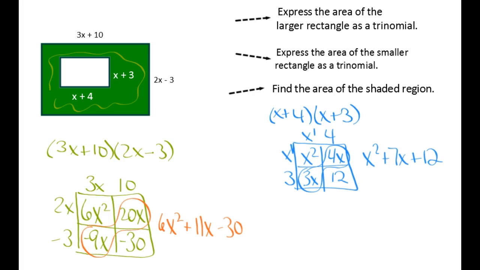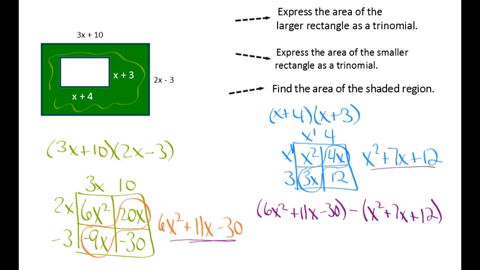So I have my two areas, and while they're not very satisfying examples of an area, that is what they are. They're polynomials. We're going to have to find the area of the shaded region by taking the big one, this one here. Oh, let me get a different color. I had to go with purple. So you take the area of the large one minus the area of the small one. You have to make sure you have the order correct. So it's 6x squared plus 11x minus 30, minus x squared plus 7x plus 12.